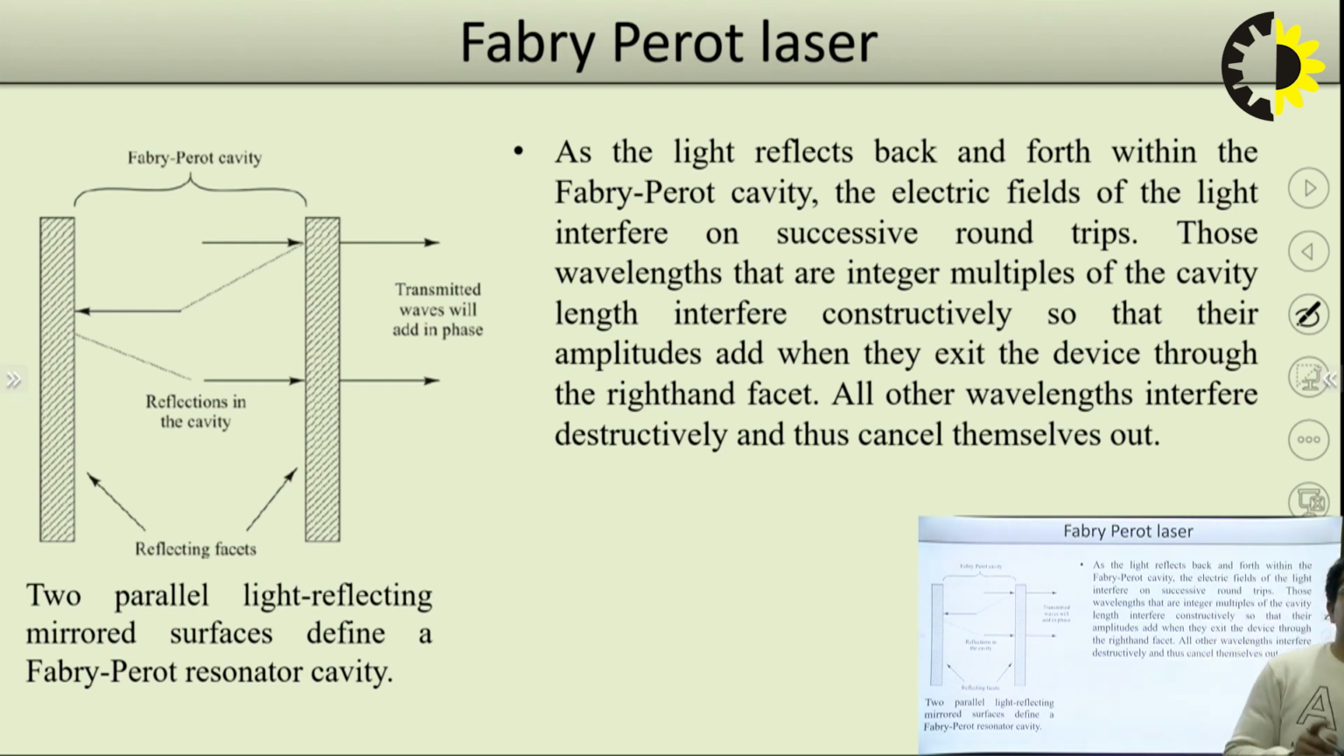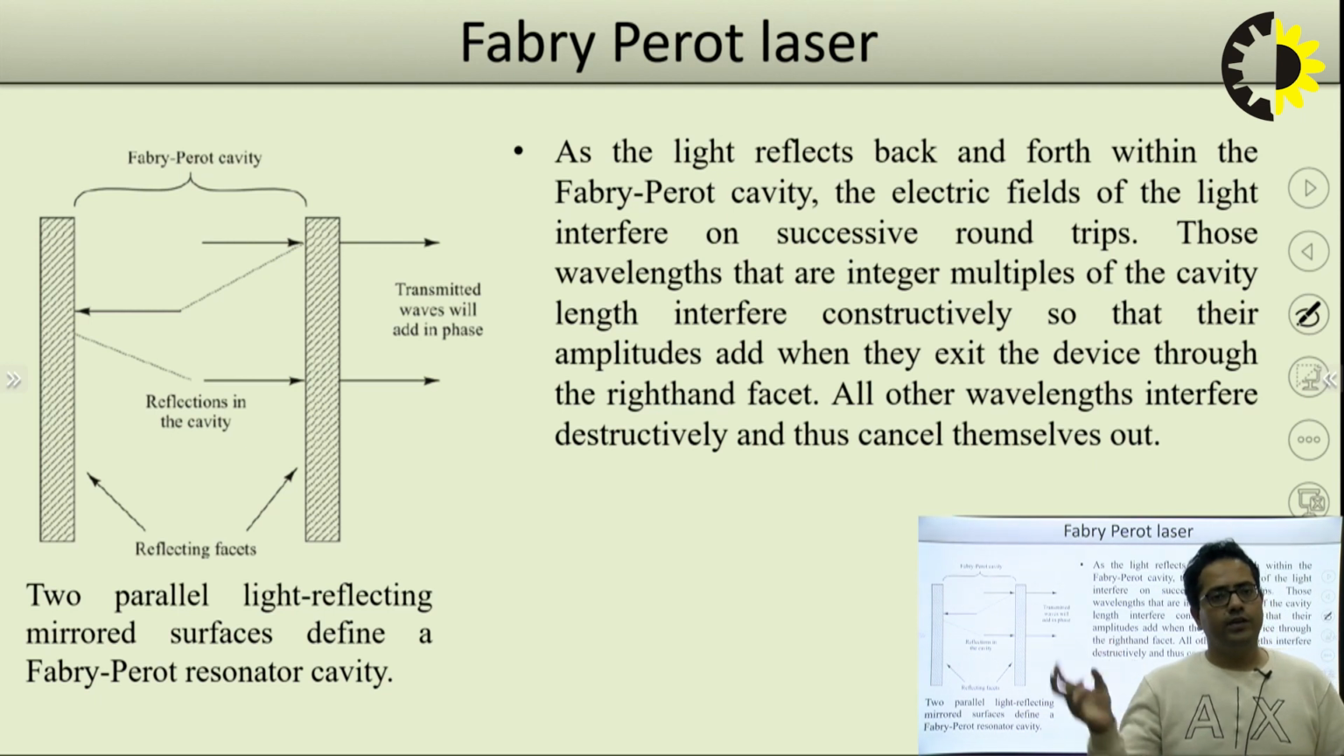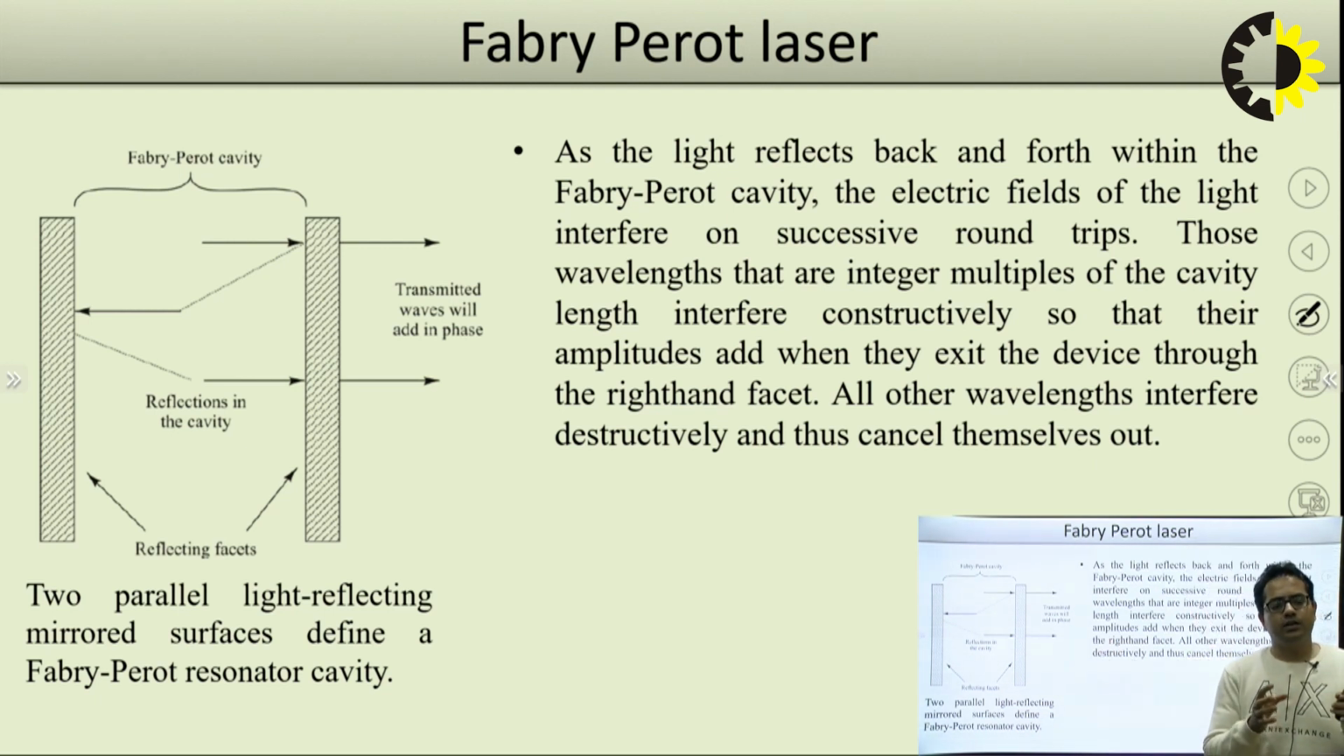Now, as the light reflects back and forth within the Fabry-Perot cavity, because of these back and forth reflections, the electric field of the light will interfere on successive round trips. Those wavelengths that are an integer multiple of the cavity length will interfere constructively, so that they will add up and form standing wave patterns.